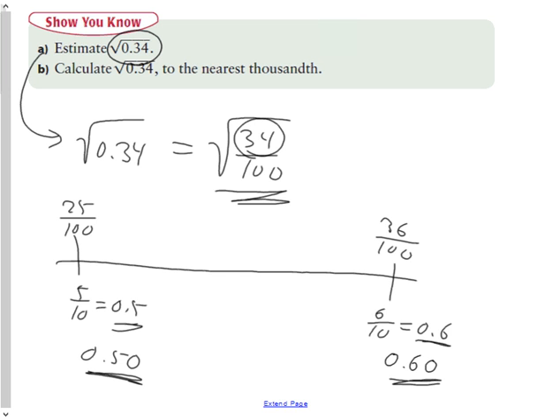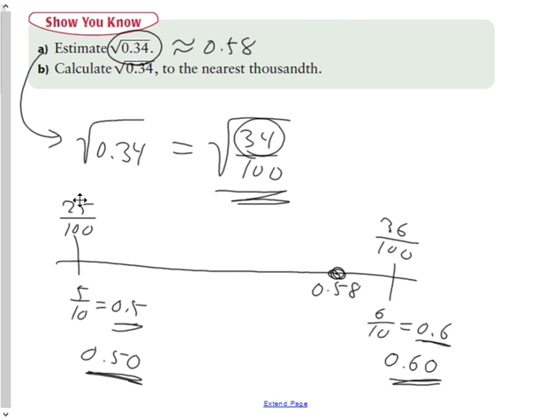And since 0.34 is probably around here, we're going to make the assumption it's going to be roughly 0.58 or 0.57. Somewhere around there will be the square root of 0.34. So my estimation is approximately equal to 0.58. Okay, that's going to be my estimation, which is counterintuitive.